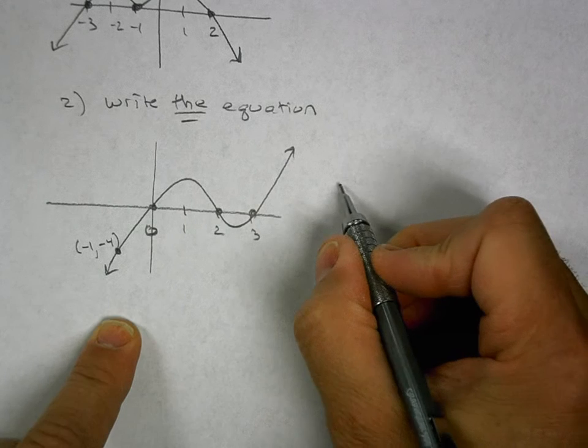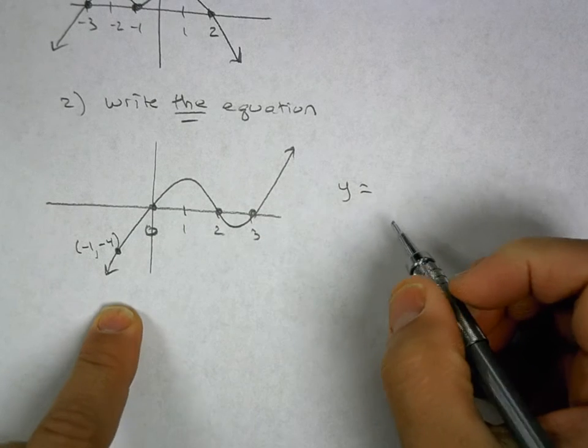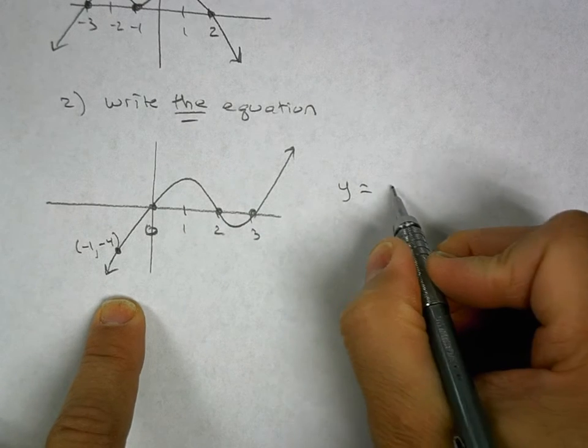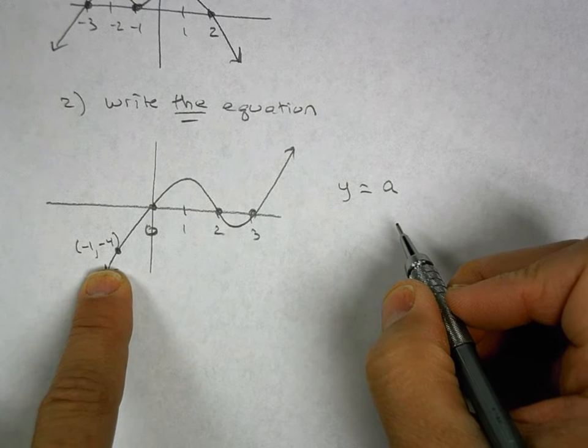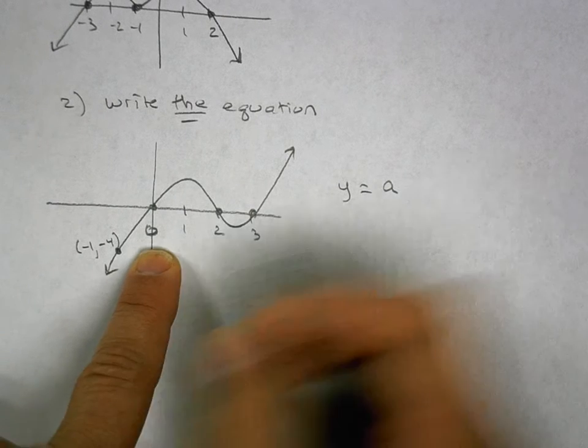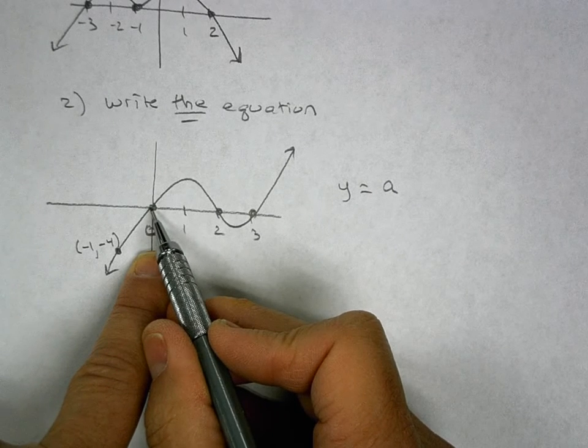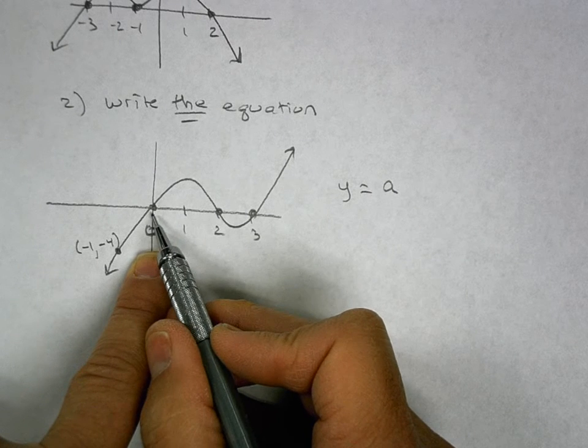All right, so let's start. Okay, y equals. We don't know the a value, so I'm just going to put a, the leading coefficient. So put a. We'll find it in a second. Okay, so here's a 0 right there. So what do we put for this?